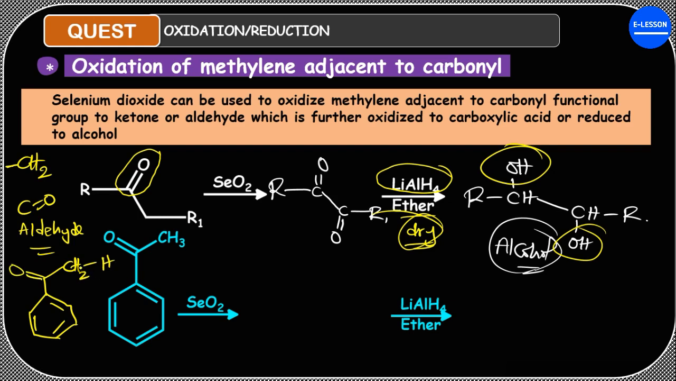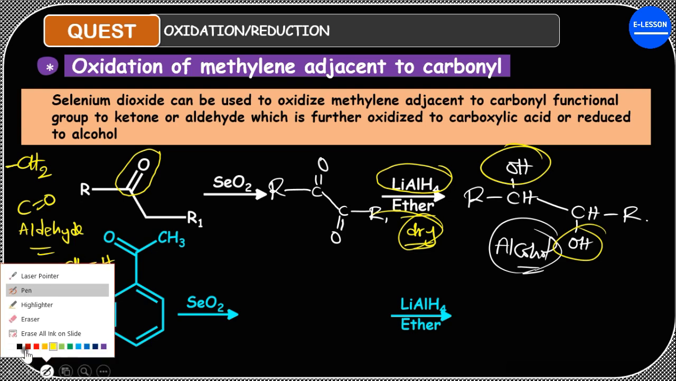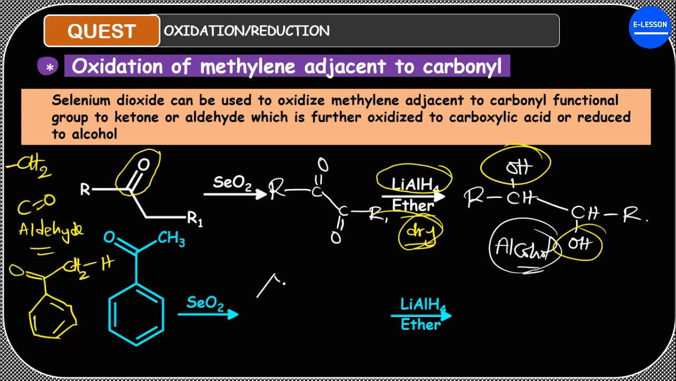So in this case now, it is this one that will be oxidized. These 2 hydrogens will be removed from here. This is the methylene group. So 2 hydrogens will be removed from here, and oxygen is introduced. So if 2 hydrogens are removed from here and oxygen is introduced, what do you think we are going to form? We are going to form a compound like this.